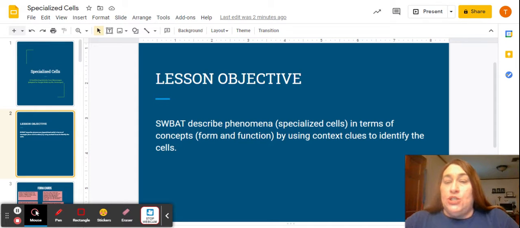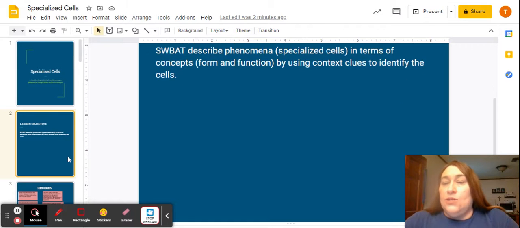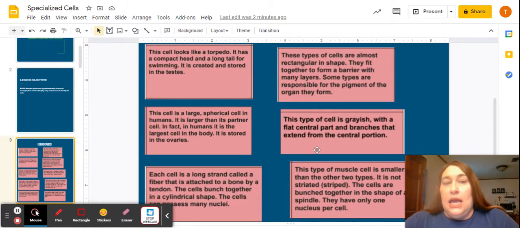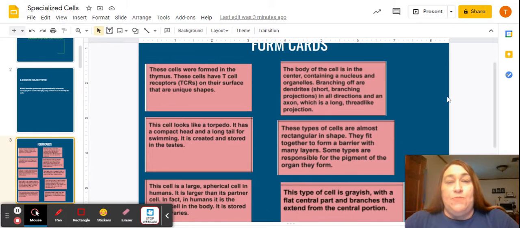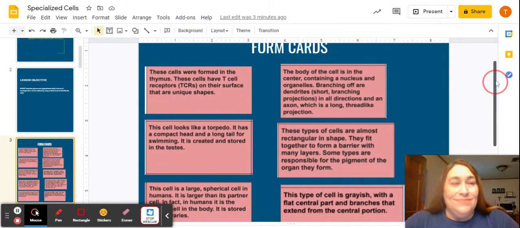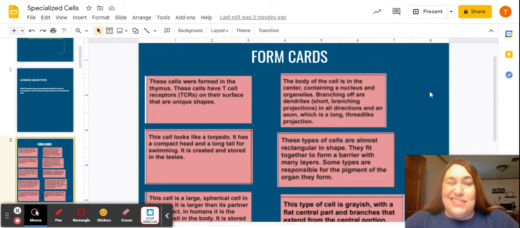How are we going to do this? How are we going to sort cards on a Google Slides document? Well, I think it's going to be fun. And I definitely think it's going to be less messy than a bunch of cards and little scraps of paper on the floor, although science is messy sometimes.